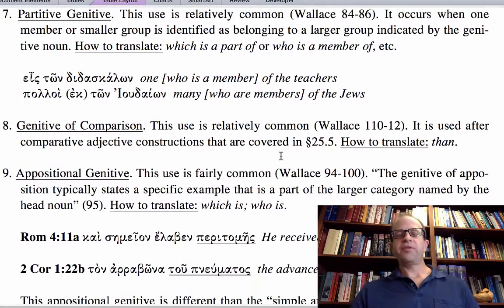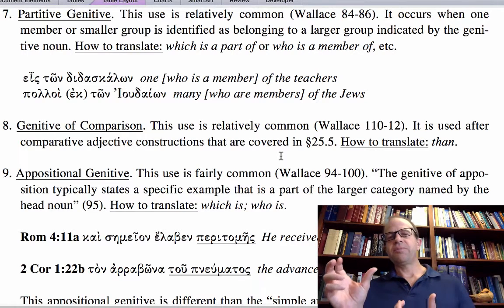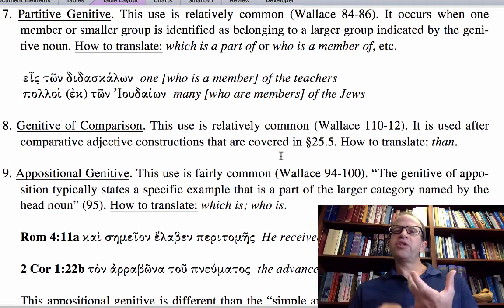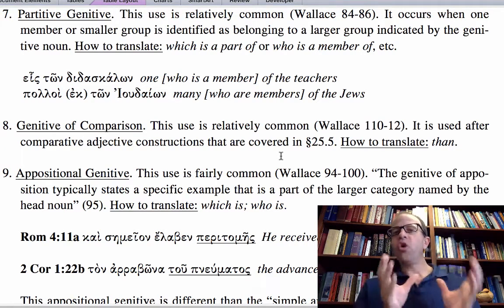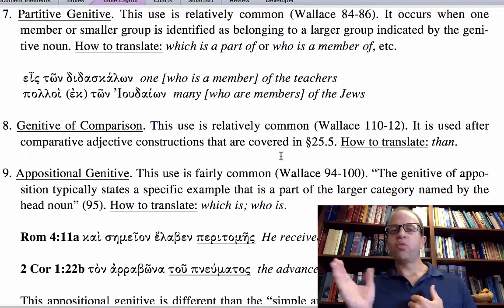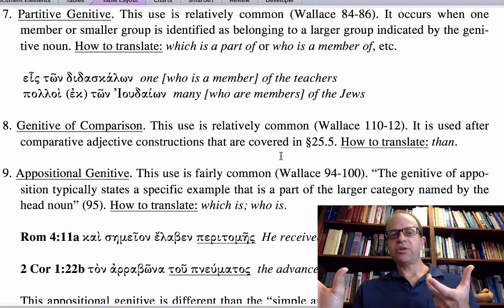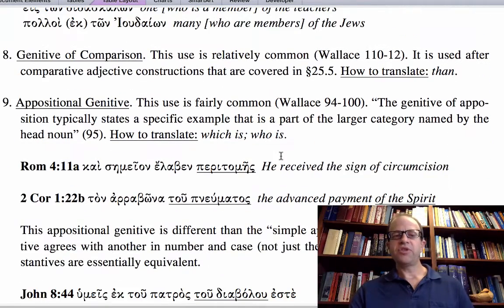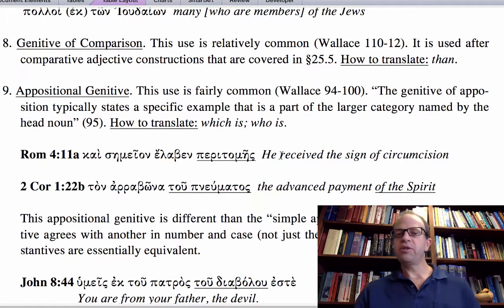Another use of the genitive is partitive. In this instance, the head noun is only one part, one member, of which the genitive represents the whole. So you'll have one of the teachers. That's called a partitive genitive. And you can see the other examples there. You do have a genitive used for comparisons. This will be discussed more in chapter 25. And then you have appositional genitives.